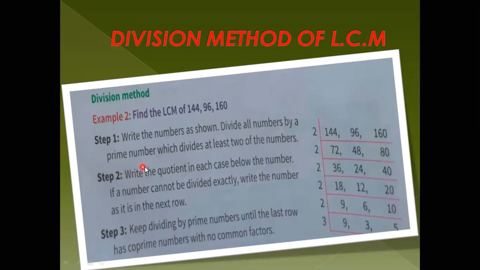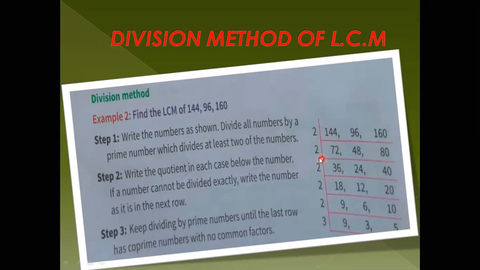Divide all numbers by a prime number which divides at least two of the numbers. Here 144, 96, 160 are given, but sometimes all three numbers are not divisible by 2, so at least a minimum of two numbers should be divisible. First let us take the prime number 2. 2 72s are 144, 2 48s are 96, and 2 80s are 160.